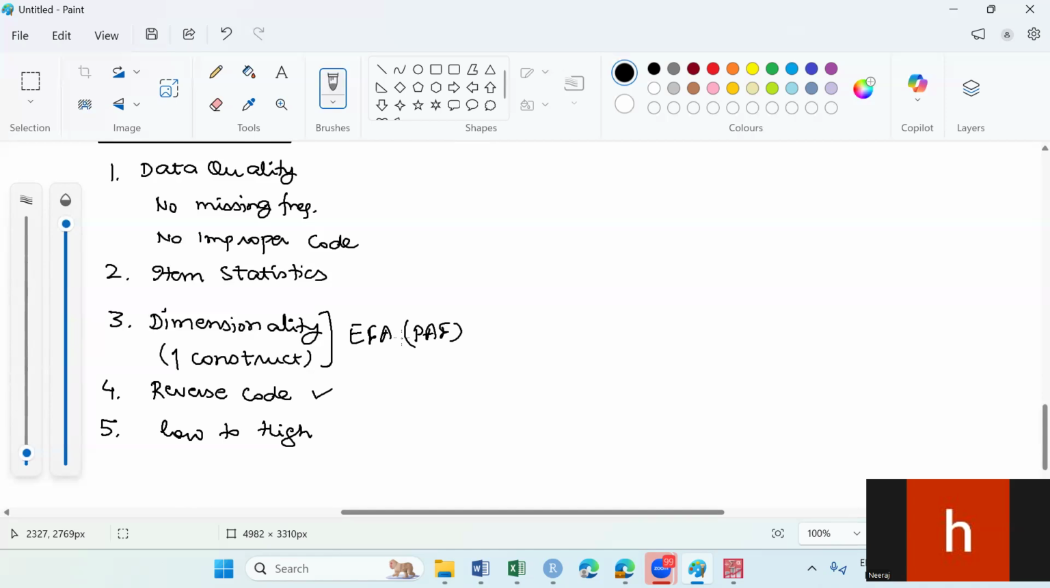It will show you, if you go for PCA, you will see one, but actually there are two constructs. And sir, what is the logic of using reverse code here?